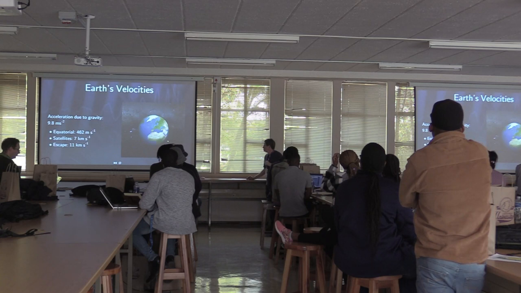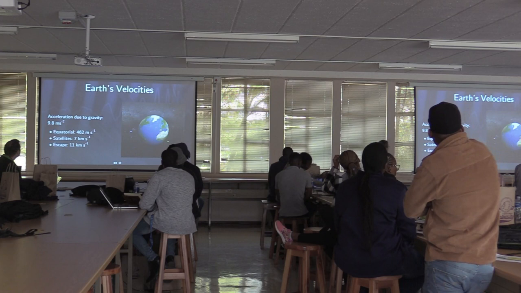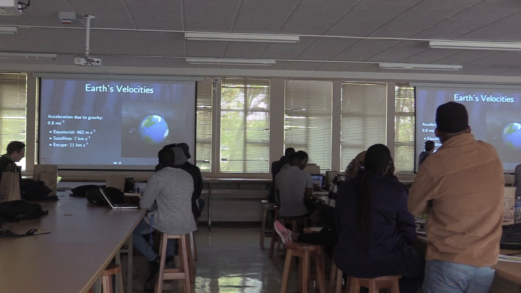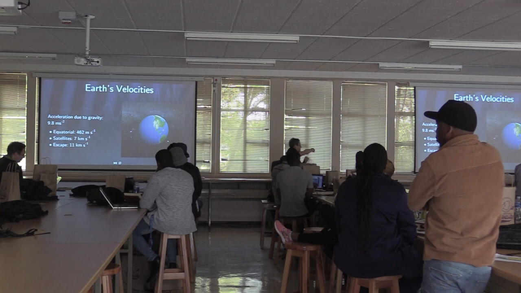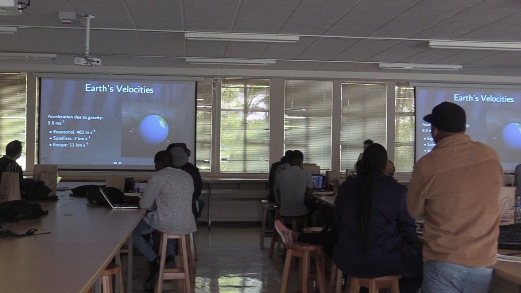So if we look at the Earth and how fast things travel around it, the acceleration due to gravity is 9.8 meters per second squared. The equatorial velocity of the Earth is about half a kilometer per second. A satellite to remain in orbit has to go about 7 kilometers per second, and to escape from the Earth, you have to be going about 11 kilometers per second.